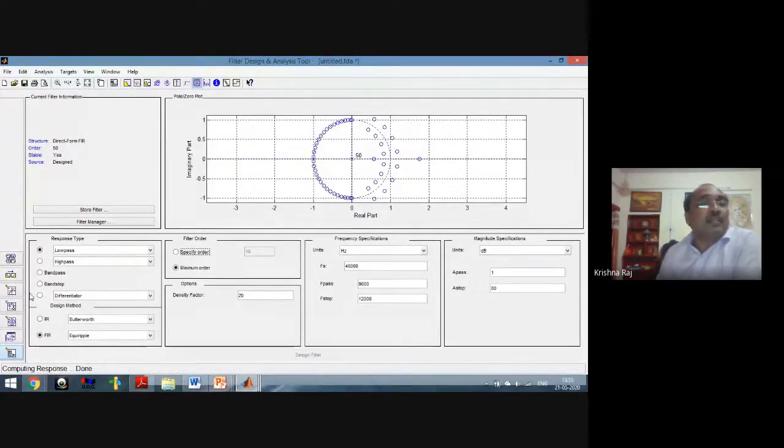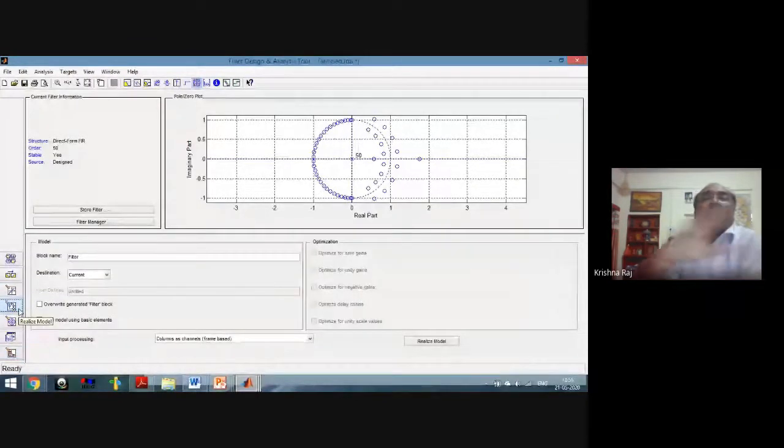Suppose we are interested in this one here, that is, to realize the model. Means whatever we have designed can now be utilized as a block, and that block will be a part of our system. So I think you are getting my point.